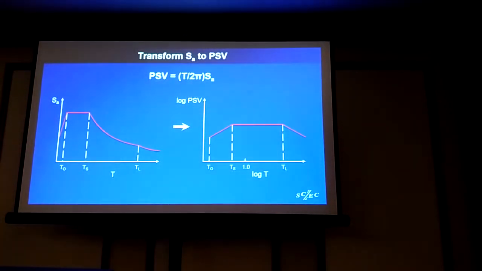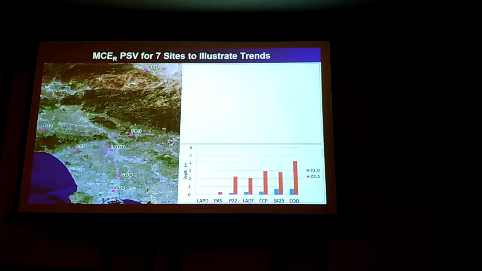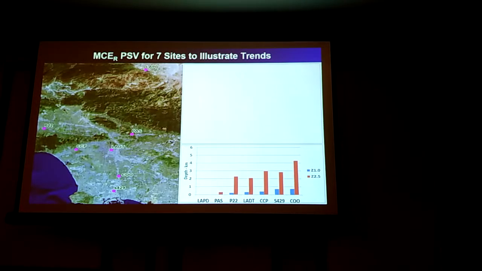So on the response spectra comparisons that I'm going to show here in the next few slides, we're not going to look at spectral acceleration versus period plotted on linear scales. Rather, we're going to transform it to log-log scales of pseudovelocity versus period. And the reason for doing that is it's much easier to see the differences in the response spectra between the two approaches, particularly at long periods. We started with 14 sites, but I can really illustrate the trends in 7 of those sites. The sites are shown here, and over in the lower right-hand panel are the bar charts showing the values of the two basin depth terms. The upper right panel will show the log-log plot of pseudovelocity versus period.